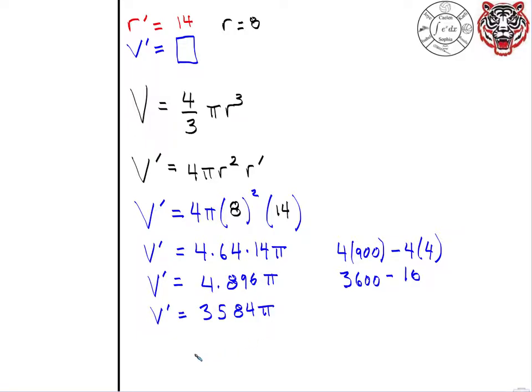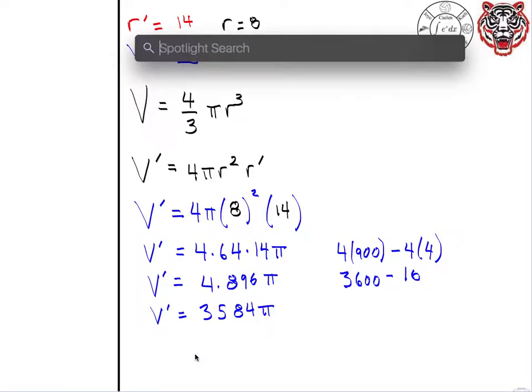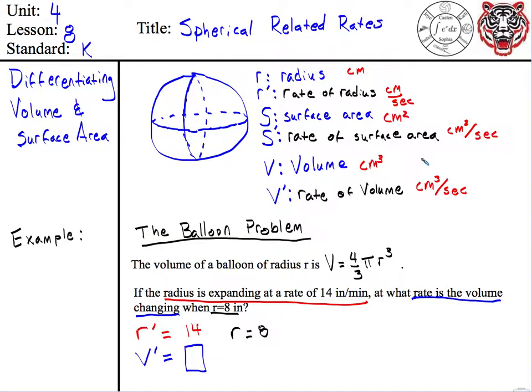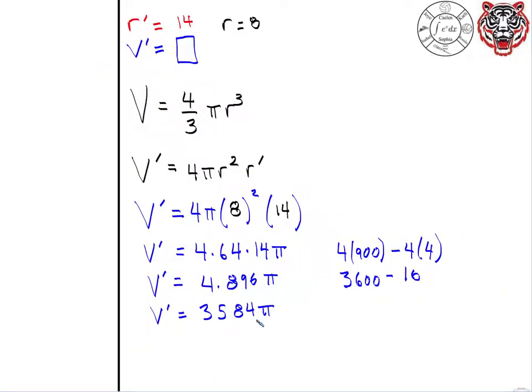I guess we should check with our calculator. 3,584, you were right. We got it. But you can't forget your units. That's right, yeah. So let's go back to the problem. What are our units for V prime? Inches cubed per minute. Yeah, so inches per minute turns into inches cubed per minute. Perfect.